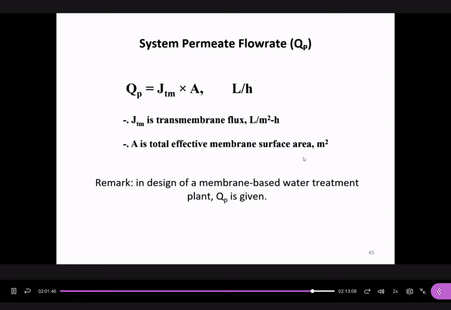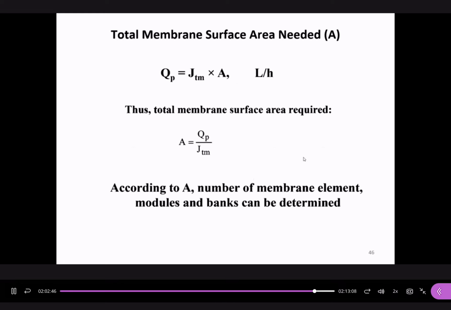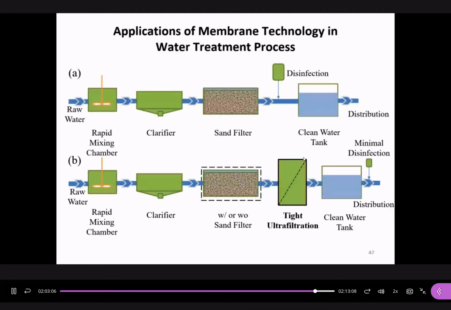QP is given. For TKO, it's the first phase. Anyone knows what's the capacity? Correct me if I'm wrong. It's 135,000 cubic meters per day, and that is QP. That is capacity. If you know J, you can calculate the area you need, and each membrane module has a certain filtration area, so you can know how many modules you need. But that's a very simple math. In reality, it should be more complicated. You have to consider uncertainty, whatever. Area is QP divided by J. According to the surface area, the number of membrane element modules and banks can be determined. And this number is 5% of our daily clean water use in Hong Kong. Times that number by 20 is the total amount of water we use.